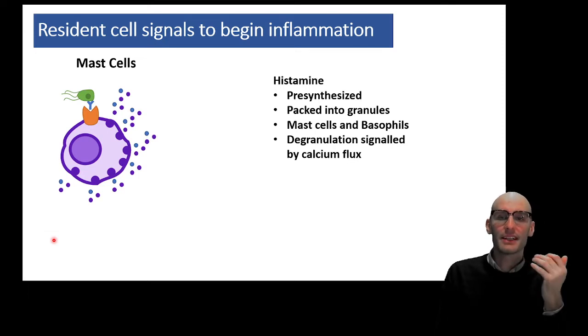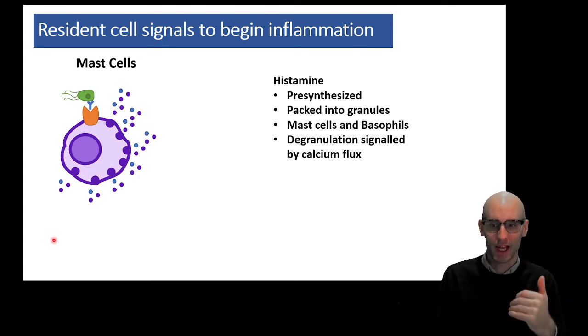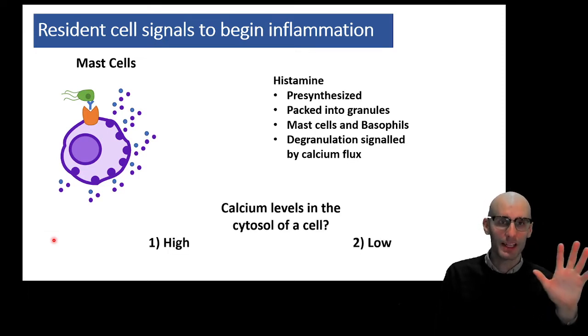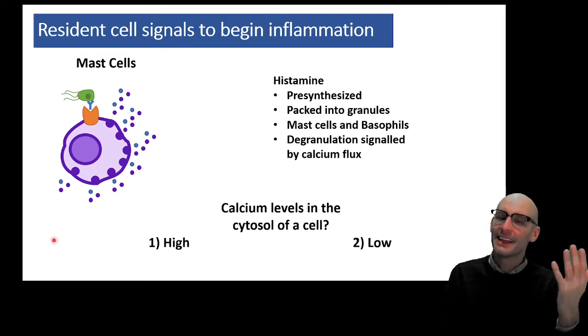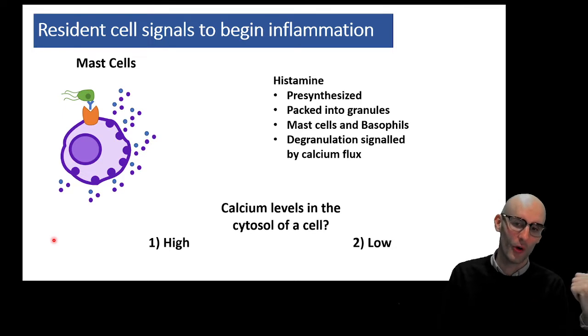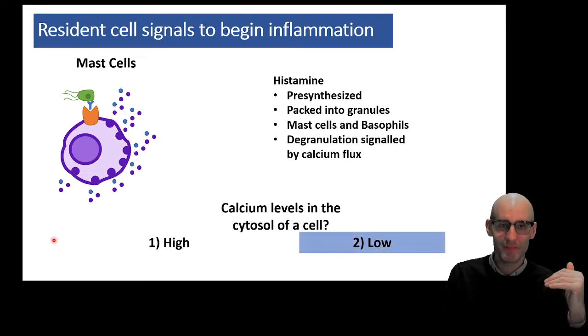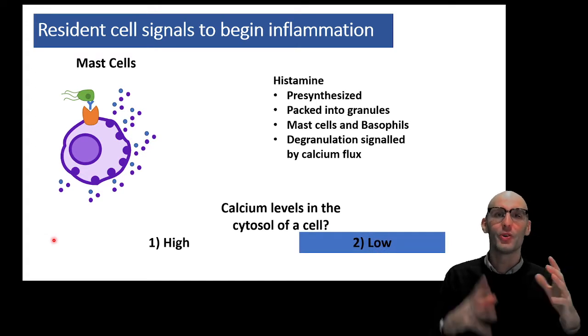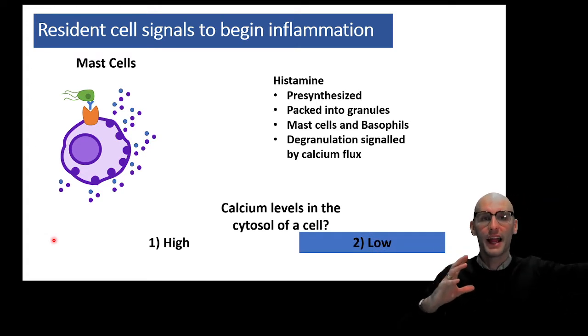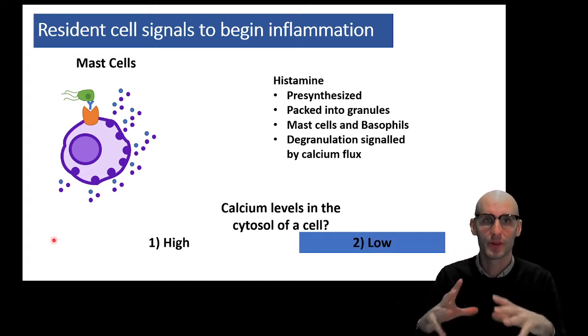Now, degranulation is signaled by calcium flux, right? So just quickly, I want you to stop and think, is calcium levels inside the cell normally high or low? Normally. So under a normal situation, where is the calcium? The answer is low. So normally we have high calcium outside the cell, low calcium inside the cell.